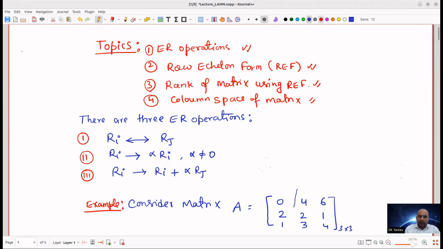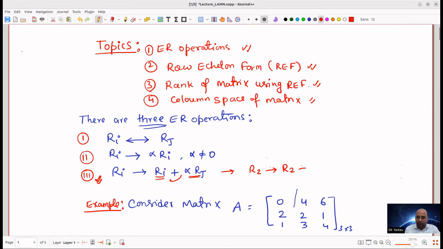So if I look at elementary row operations, there are three elementary row operations, and these are: first, you can interchange any two rows of a matrix, and second operation is you can multiply any row of a matrix by a constant, and third operation, which is very important, is that we can add a constant multiple of any row to any other row. That means, for example, we can add a constant multiple of row 3 to R2.